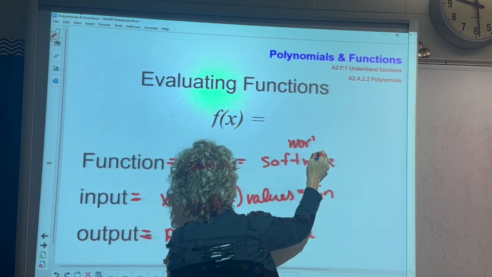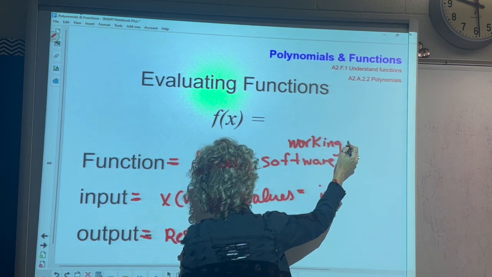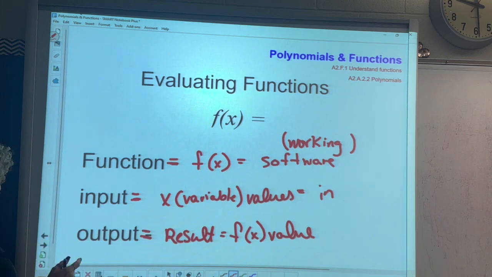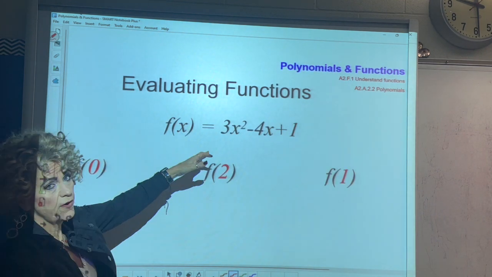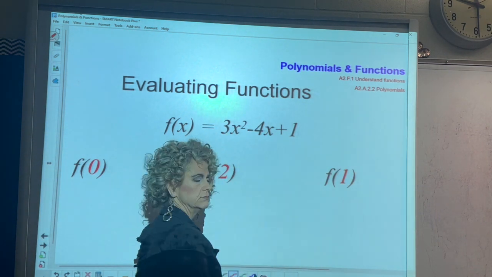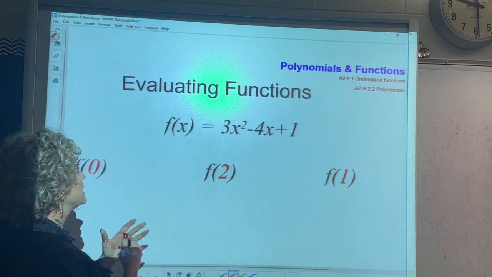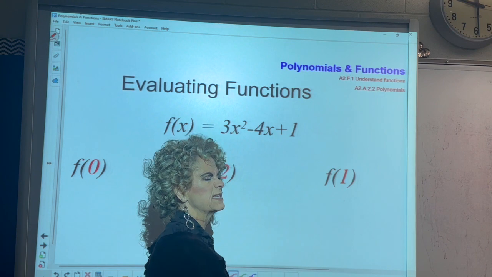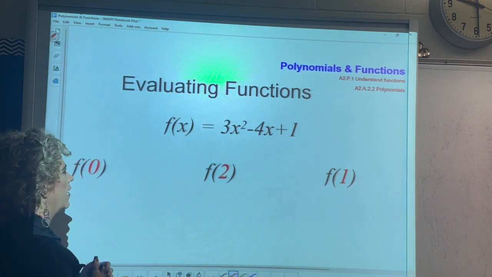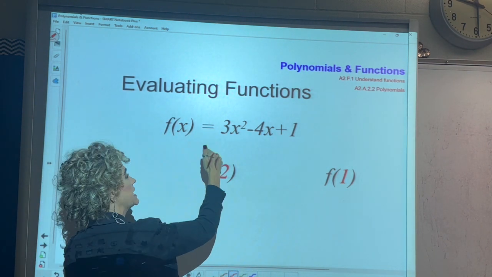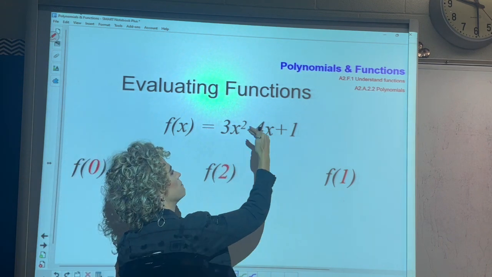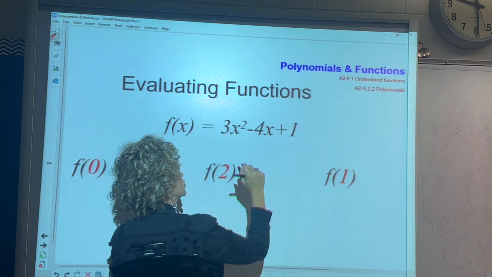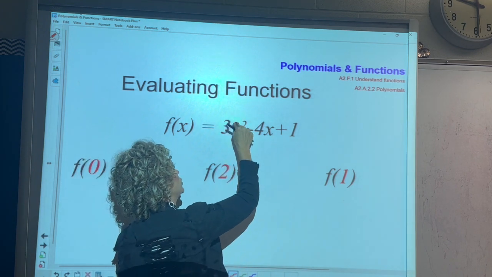This is the working function, okay? So what I mean by that is we're going to be given functions. This is a function, okay? And we're going to take it nice and slow. We're evaluating functions at specific points, okay? F of x is 3x squared minus 4x plus 1. That is our function. This is what we will use.